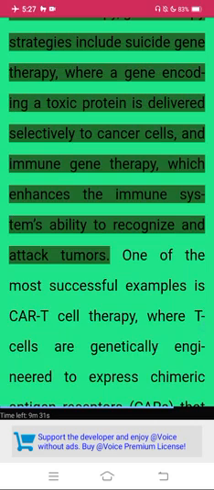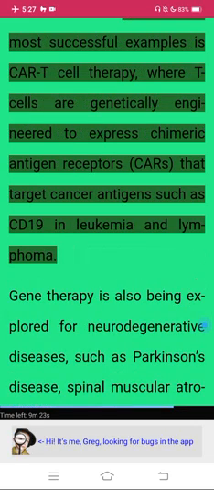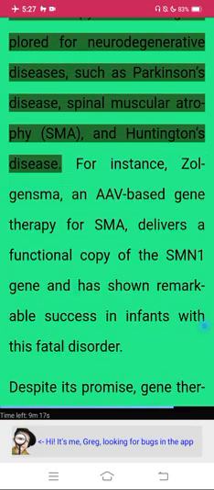In cancer therapy, gene therapy strategies include suicide gene therapy, where a gene encoding a toxic protein is delivered selectively to cancer cells, and immune gene therapy, which enhances the immune system's ability to recognize and attack tumors. One of the most successful examples is CAR T-cell therapy, where T cells are genetically engineered to express chimeric antigen receptors, CARs, that target cancer antigens such as CD19 in leukemia and lymphoma.